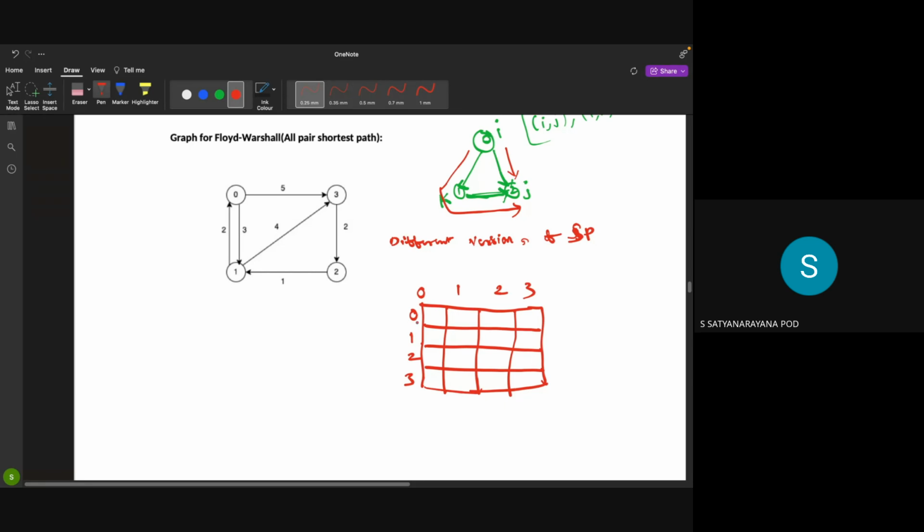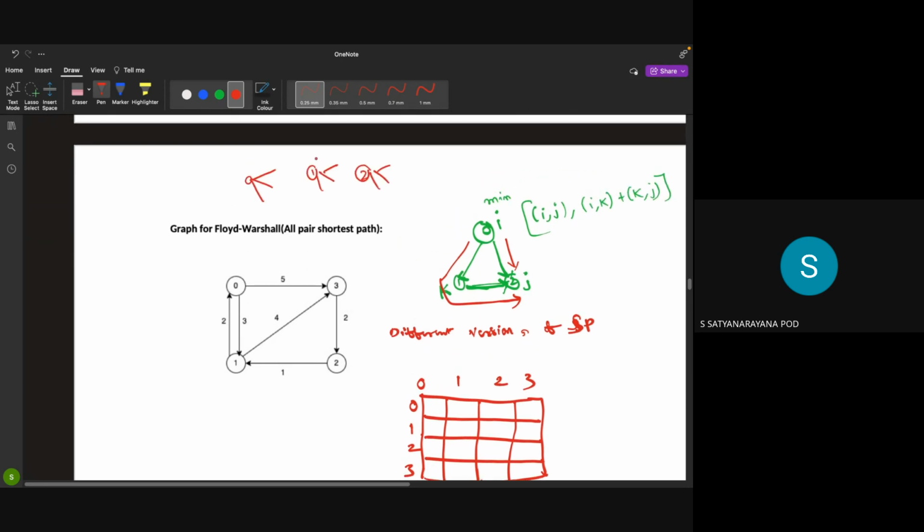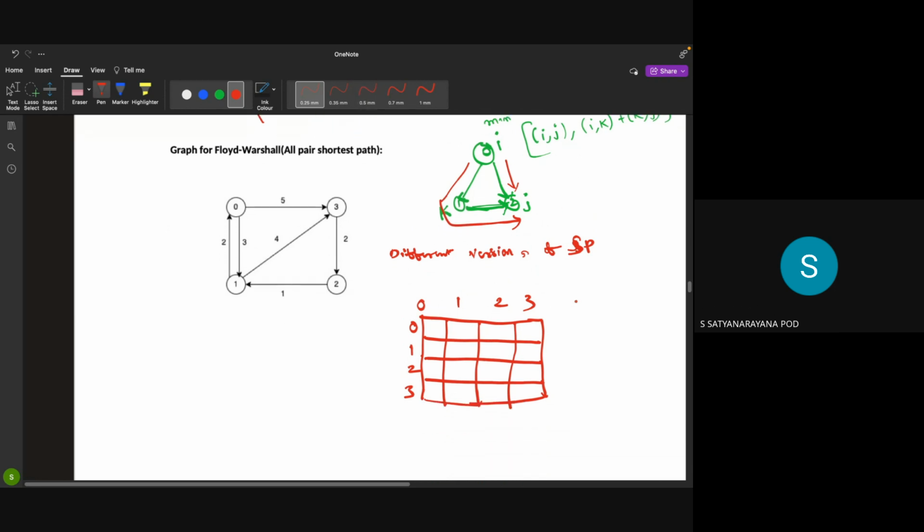So the 0th row represents 0 to the other vertices: what is the shortest path? The 1st row represents 1 to others, the 2nd row represents 2 to the other vertices, what is the shortest distance? 3 to the other vertices, what is the shortest distance? So this is what I want to do. Now, is it okay?